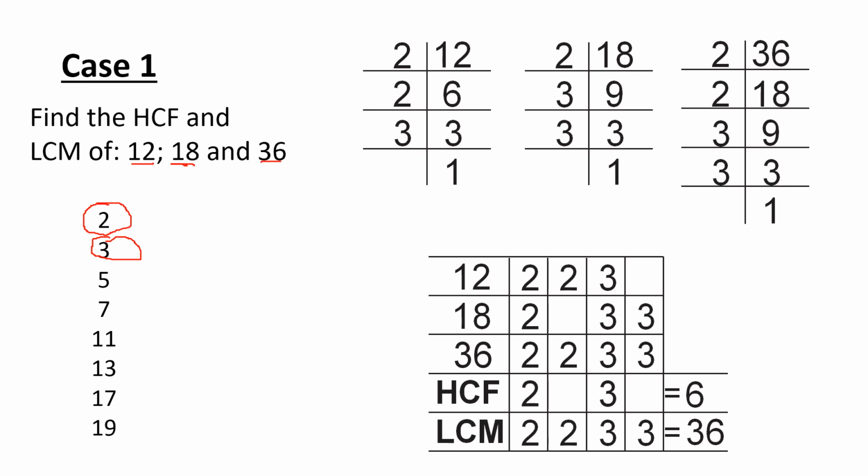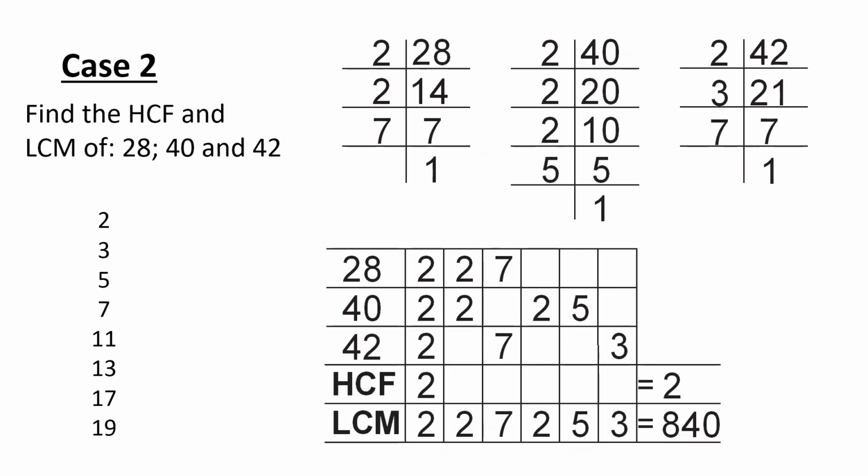Now we get to the LCM. Now we take down everything, whether there's just 1 or 2 or 3, doesn't matter. All the 2's make a 2. Those 2's make a 2. Those 3's make a 3. Those 3's make a 3. So the LCM is 2 times 2 is 4, times 3 is 12, times 3 is 36. Let's go to the next case.